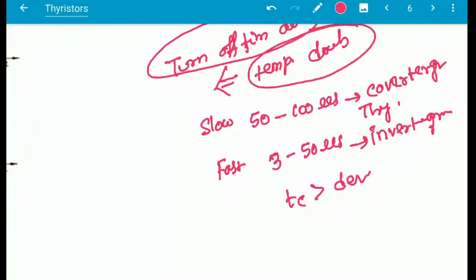And always the circuit turn off time is greater than the device turn off time. That means if the whole circuit containing many thyristors has turn off time Tc, then it will always be greater than the device turn off time, that means the turn off time of one single thyristor.